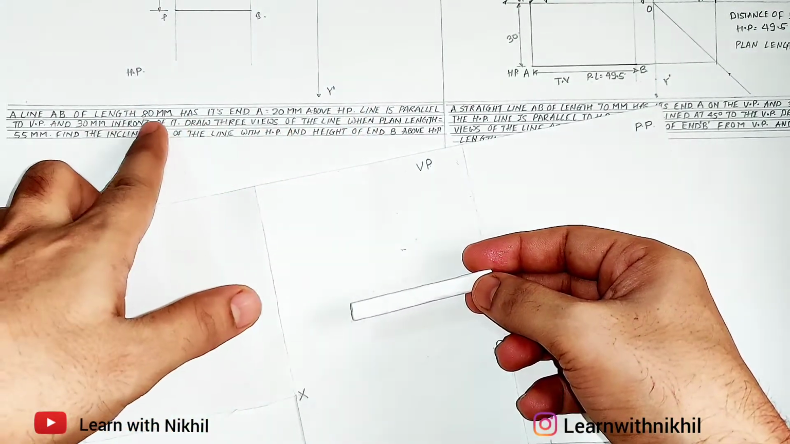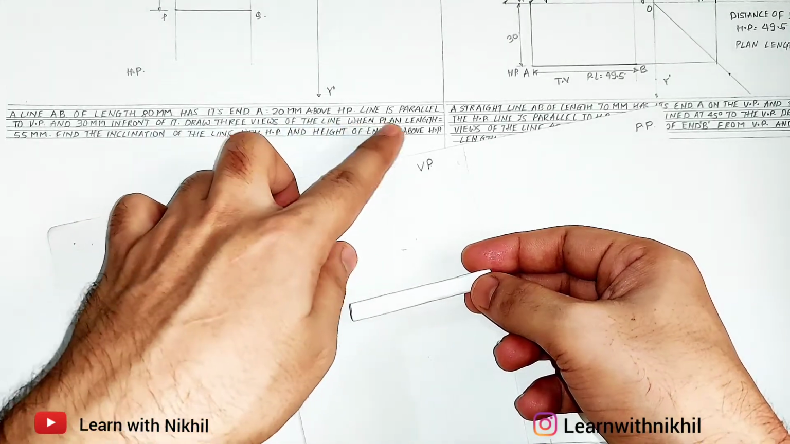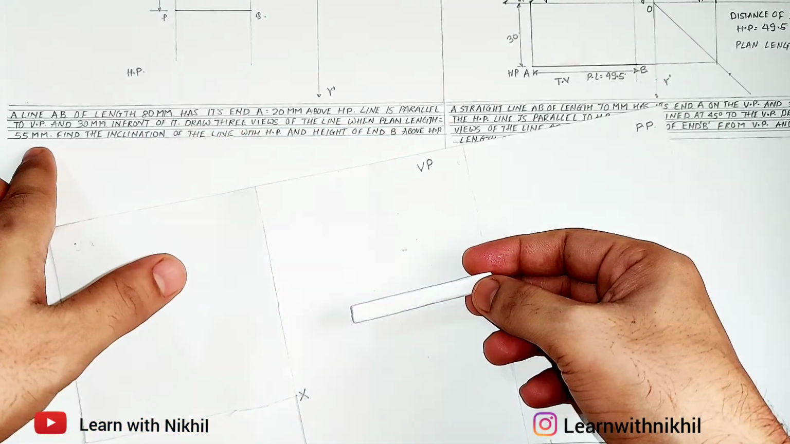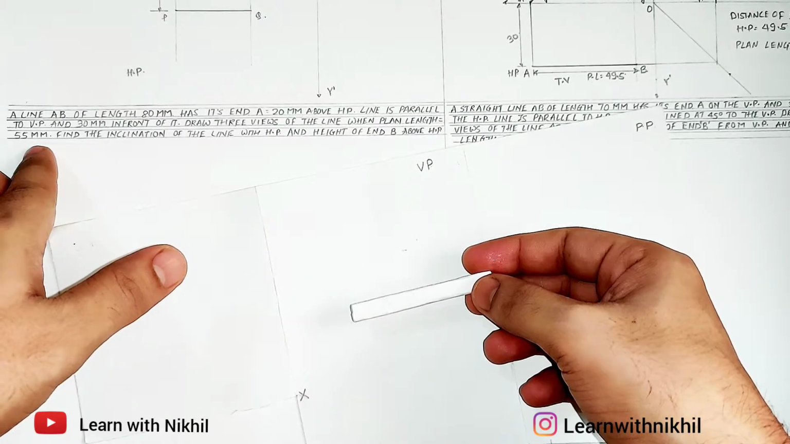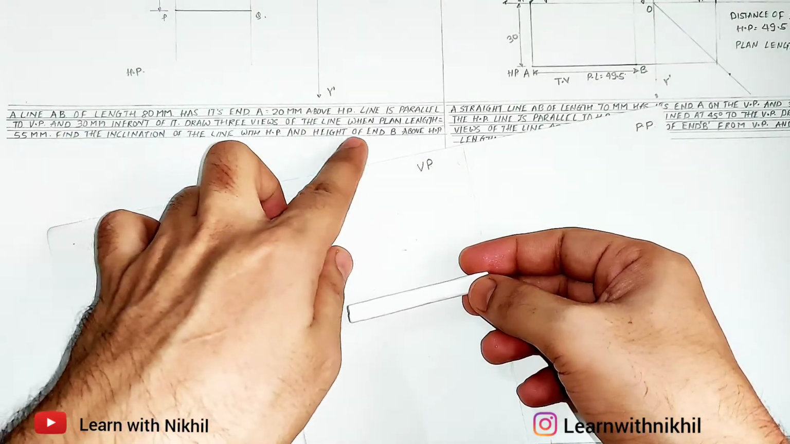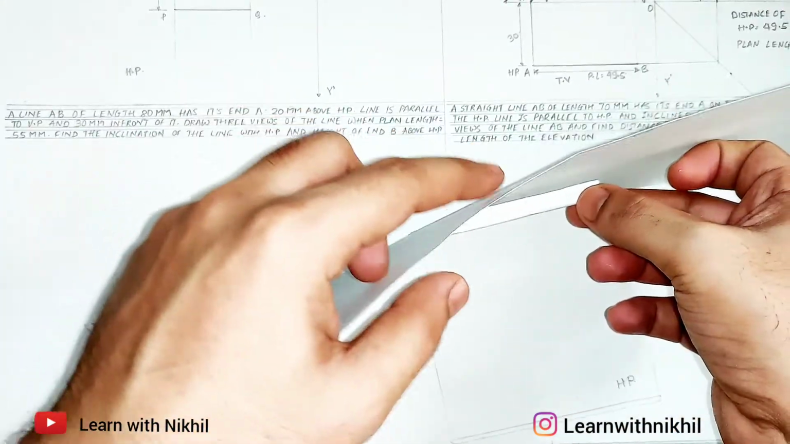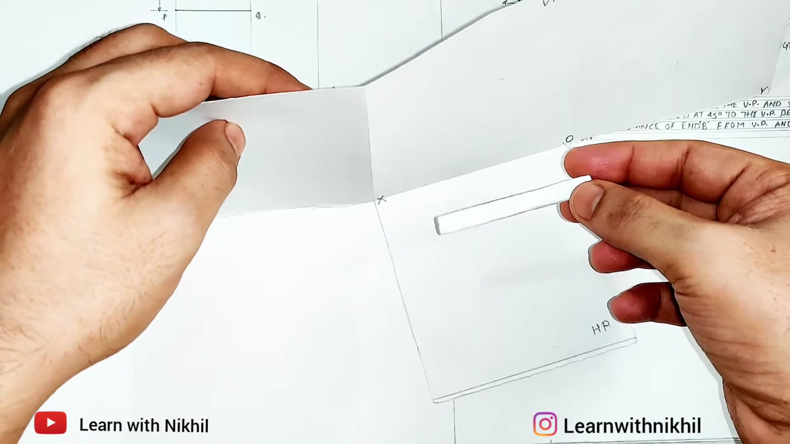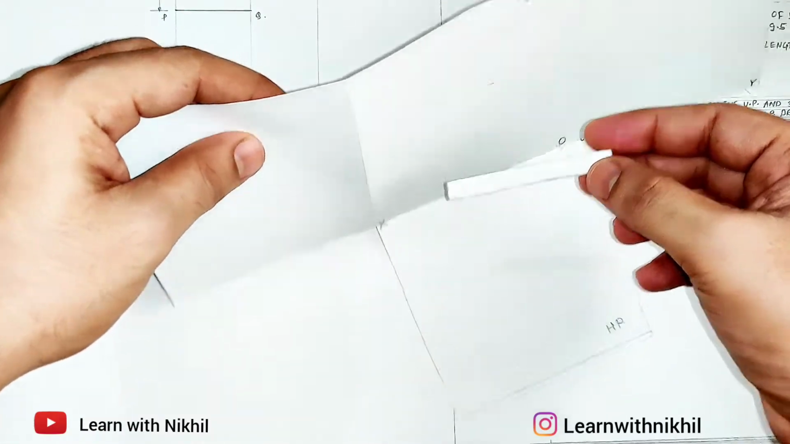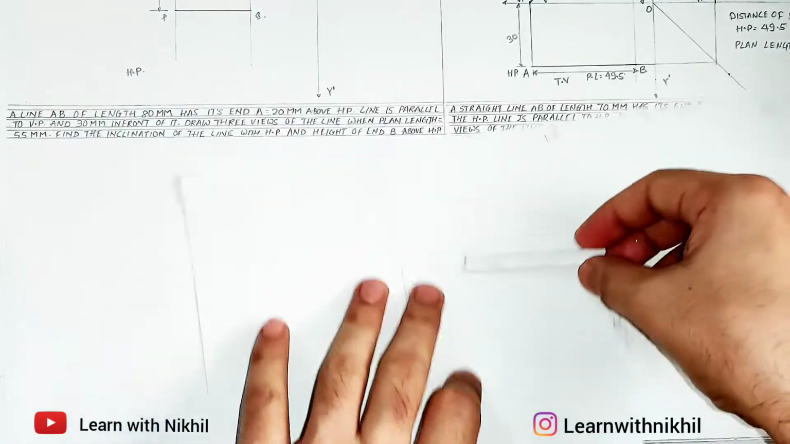You have to draw the three views, that is the front, top and side view. Now here the plan length is given, that is 55 mm. What is this plan length? Plan length is nothing but the length of the line as seen from the top view. The line which is visible is called the plan length, and the plan length is always less than the actual length.